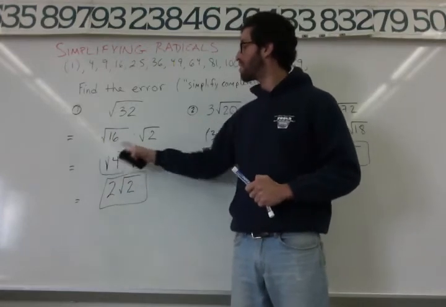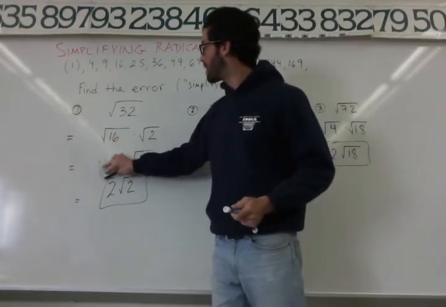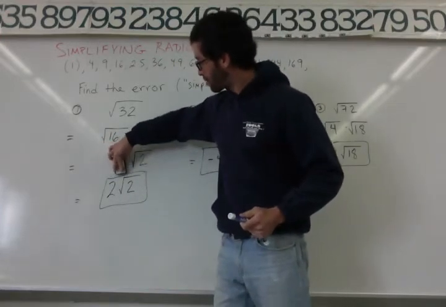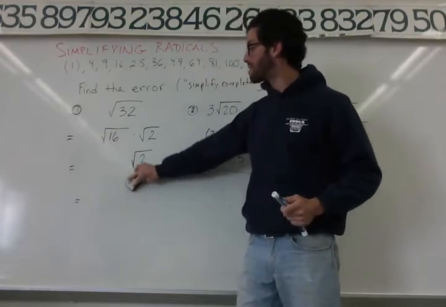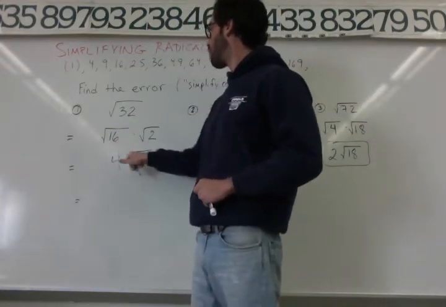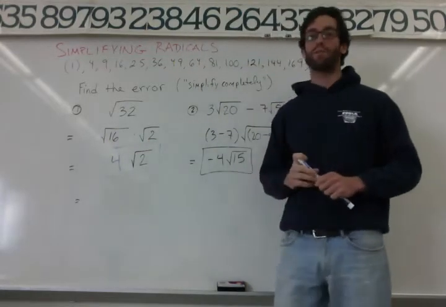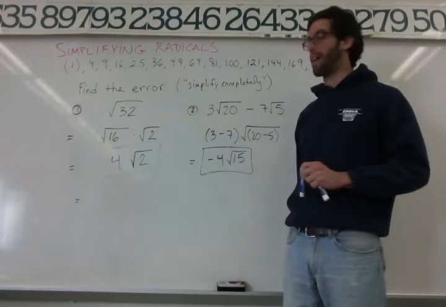So from this step to this step, well, that was done correctly, but I had already messed up. This shouldn't be a root 4. This should just be a 4. So the answer is not 2 root 2. The answer is 4 root 2. 4 times root 2. We just write 4 on the outside of a radical. 4 root 2. That's the answer.